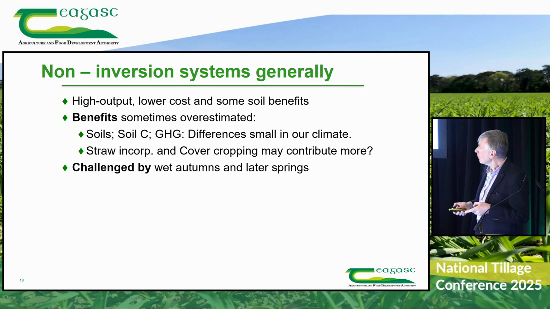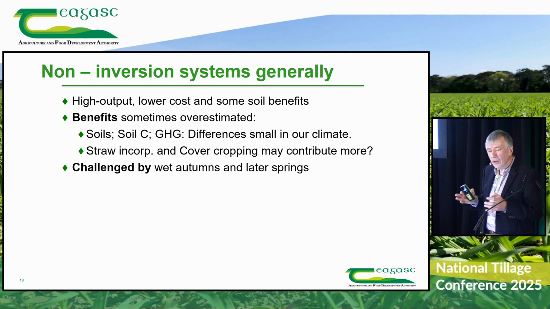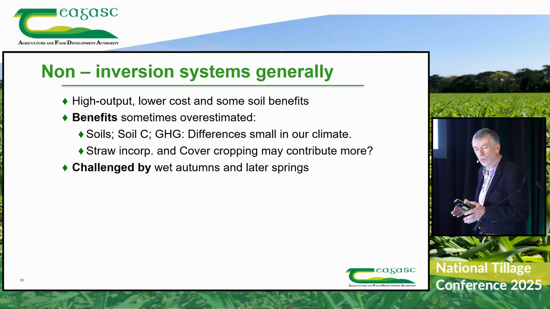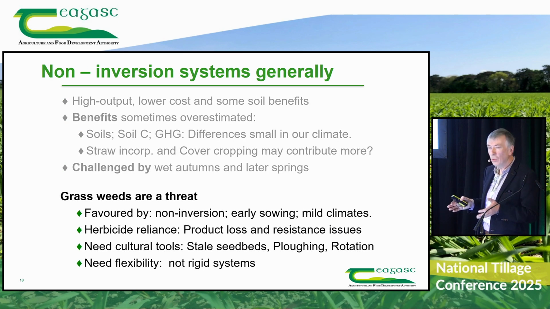So in general, coming towards the end, I suppose generally min-till systems have the potential to be high output systems with lower costs, and they do have some soil benefits, right? But these benefits sometimes can be overestimated. In terms of soil carbon and greenhouse gas emissions, the differences are probably small in our climate, but they may still be important. But things like strong cooperation and cover cropping may contribute more, okay? Definitely, the systems, in terms of crop establishment, can be challenged by wet autumns and later springs. And that's linked, I suppose, to weeds and grass weeds in particular. And grass weeds are a threat.